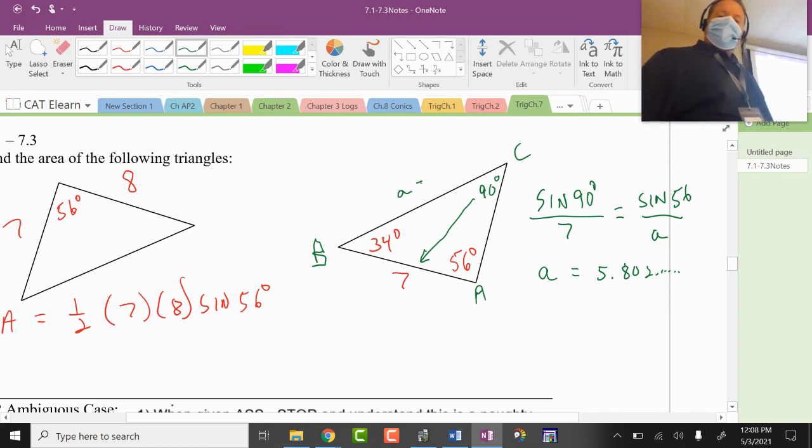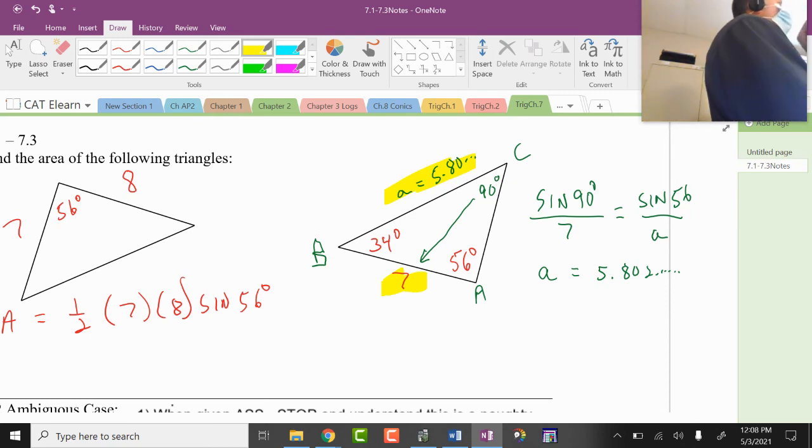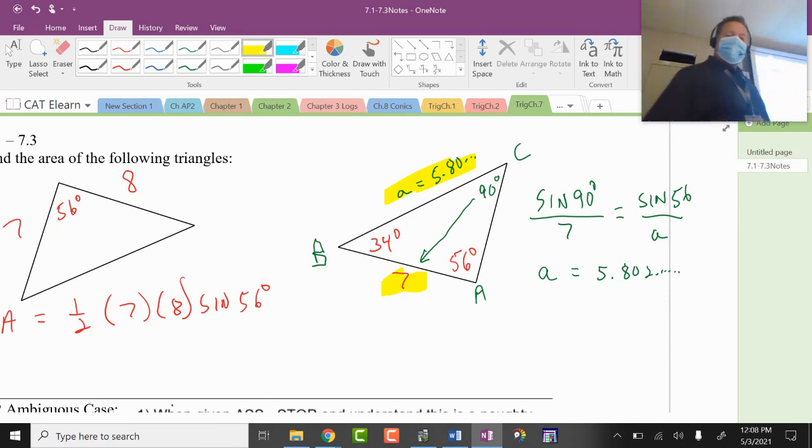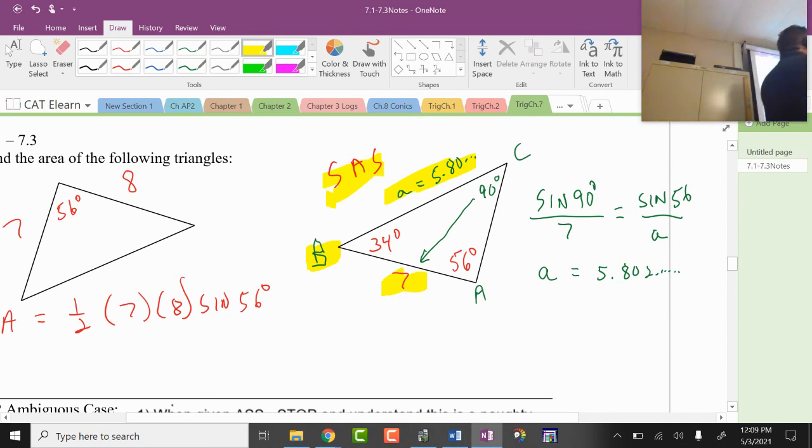Now let's highlight this: 5.80 and so on. Now I have this side and this side. What angle must I use for the formula for the area? It's got to be B. Why? That is the angle that's in between those two sides. That is SAS, and that makes it work for the formula. It's got to be SAS that's plugged in.